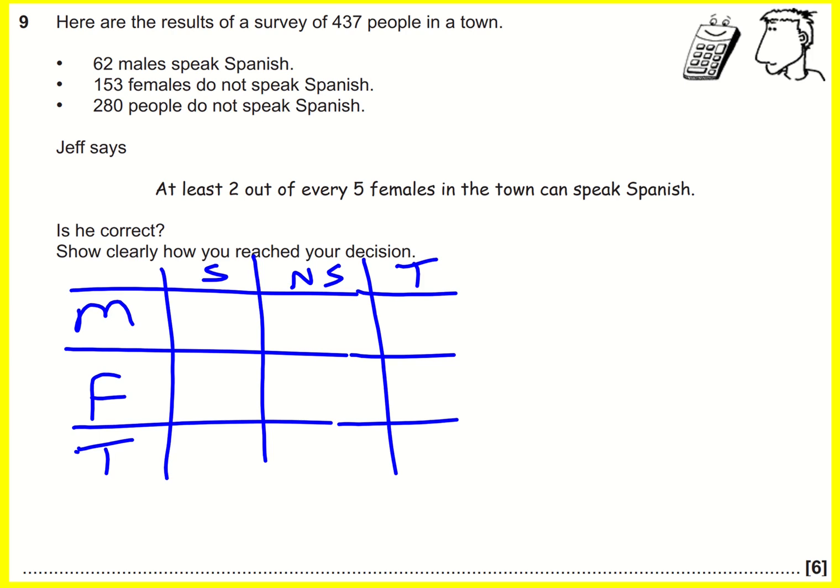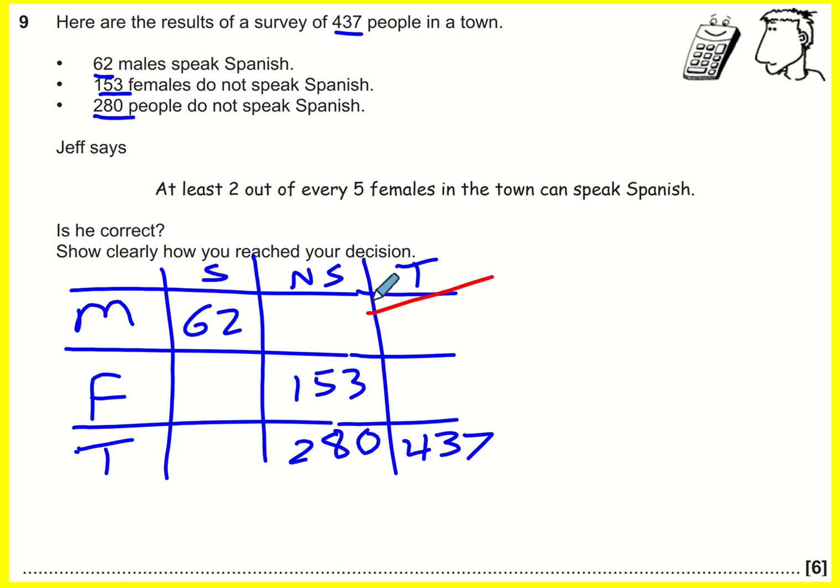And then we can fill it in. So if we've got 437 people in total, that is going to go here. 62 males speak Spanish here. 153 females do not speak Spanish. And then 280 people do not speak Spanish. That goes here. So I've used all the information given, and now it's a case of figuring out the rest.